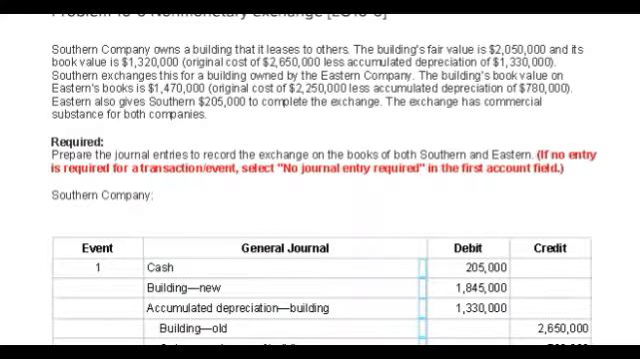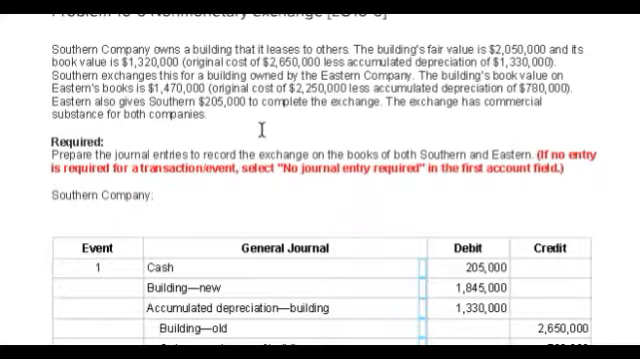Now let's take a look at the transaction from the other party's perspective, Eastern's company. Eastern's company had the building. It doesn't say what the fair value of this building was, but it just gives you 1.47 book value, which is coming from original cost of 2.25 less accumulated depreciation. And this company gave an additional $205,000.